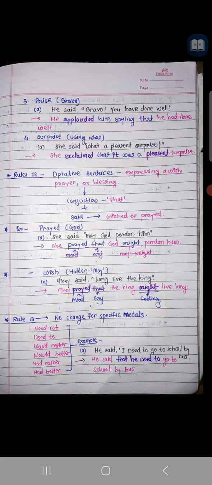Example: He said, "I used to go to school by bus." So it changes to: he said that, because the conjunction here is always that, he used to go to the school by bus. No change, as it is the same.